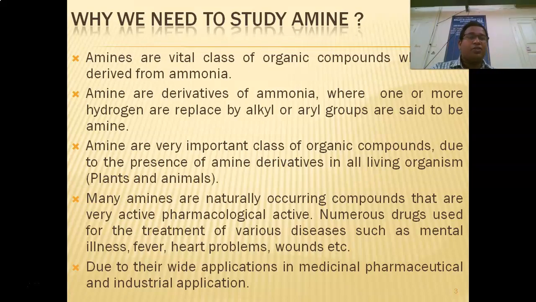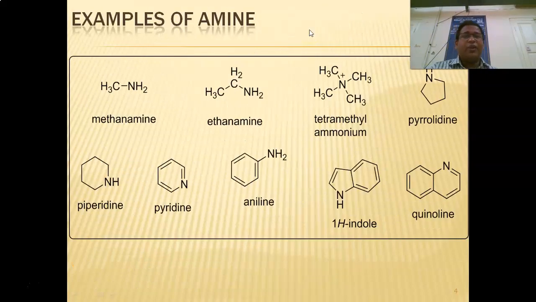These nitrogen based compounds are used for medicine purposes, and sometimes also as drugs, where nicotine is one of the nitrogen based compounds that you find as a drug. So with all these applications, it is very necessary to study the amines. Now coming to a few examples of amines: nitrogen based compounds such as methylamine, ethylamine and tetramethyl ammonium, cyclic nitrogen compounds such as pyrrolidine and piperidine, and heterocyclic nitrogen compounds such as pyridine, aniline, indole, quinine and so on. These are nitrogen based organic molecules.